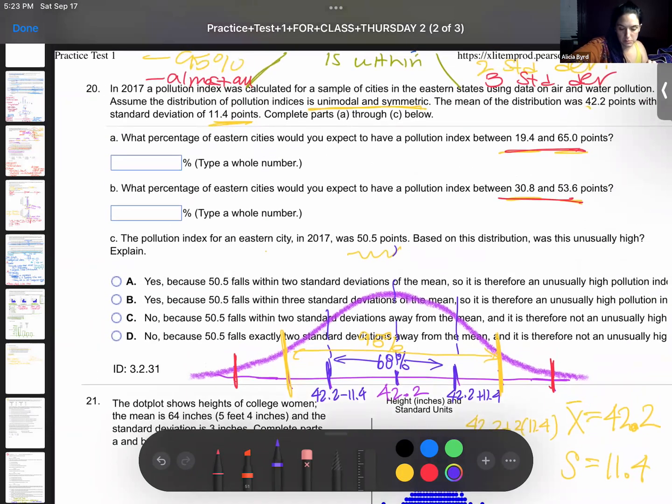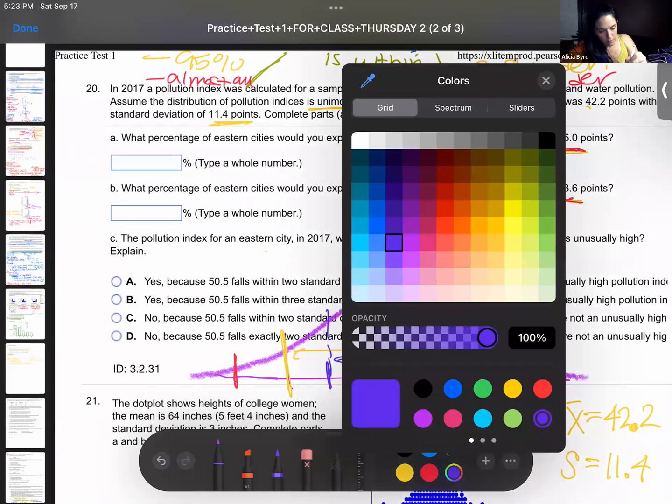And I'm double checking my numbers because I did this earlier and I was doing weird things. 42.2 minus 11.4 is going to give me, again, that calculator did not do what I wanted. 42.2 minus 11.4. I think I hit 0 instead of point. So that's 30.8.